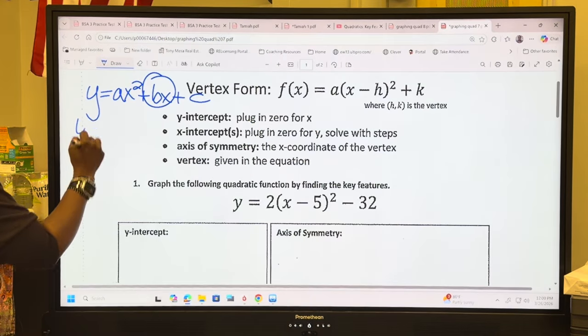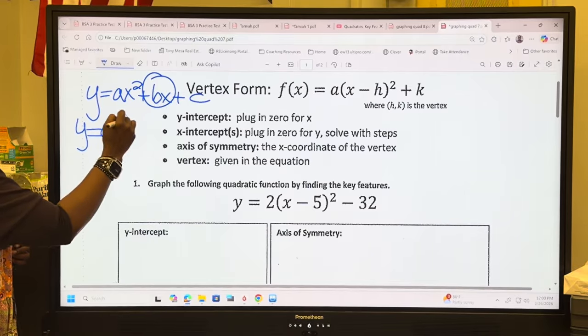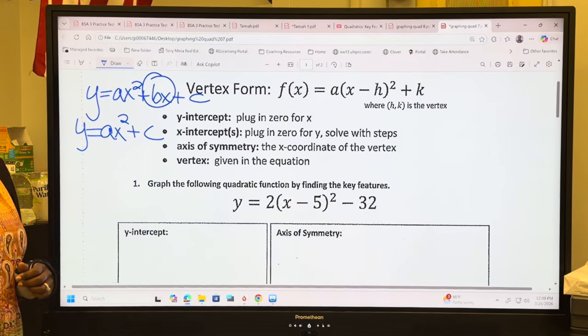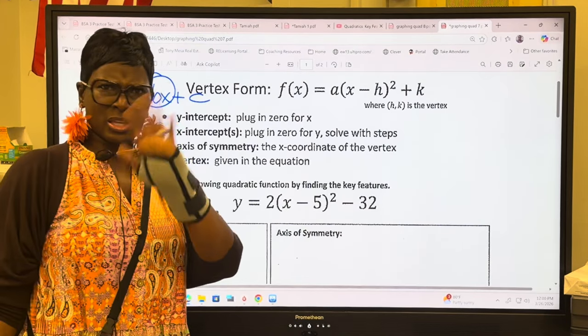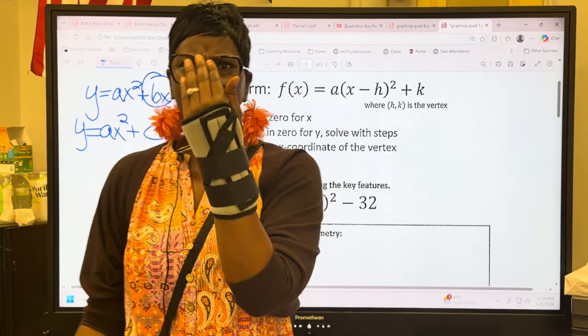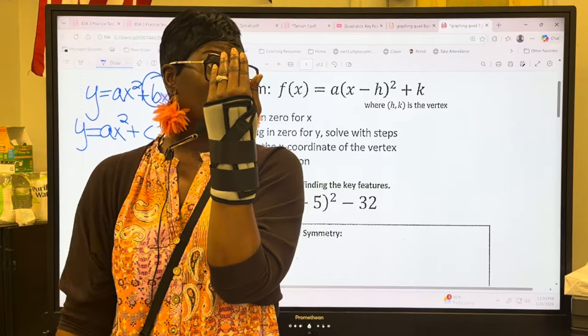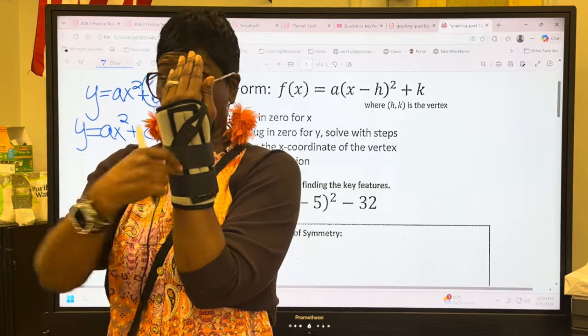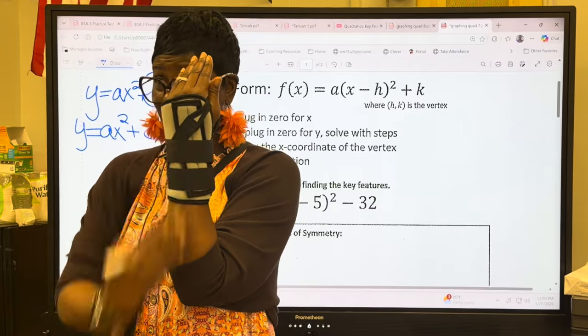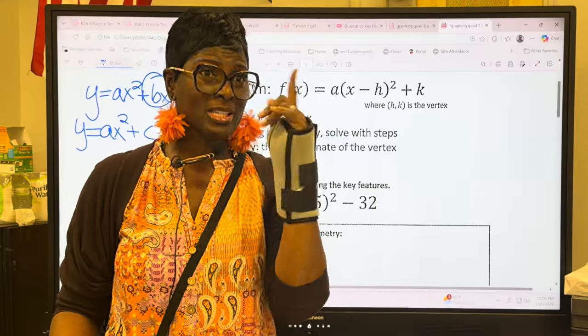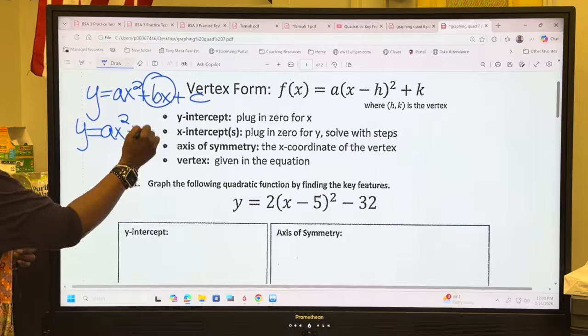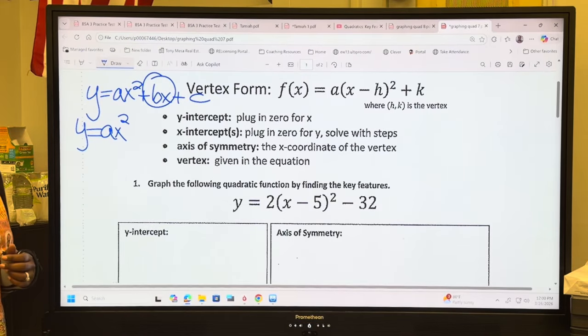However, if it says y equals ax squared plus c, there's no shift. That means it is sitting exactly on the y-axis. It opens up or it opens down, but it's sitting right here on this line. Are y'all following me? Yes? What happens when there is no c and it's just ax squared?